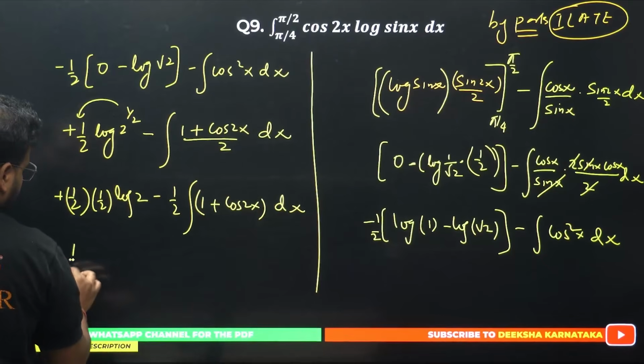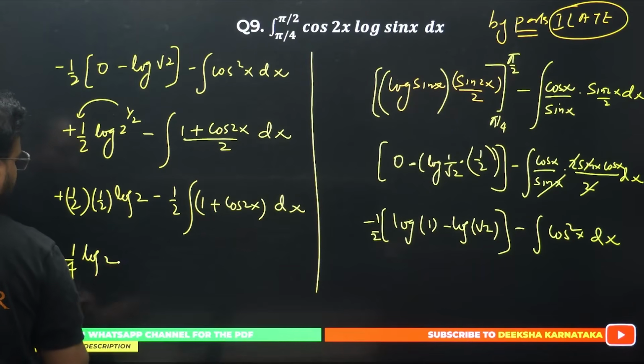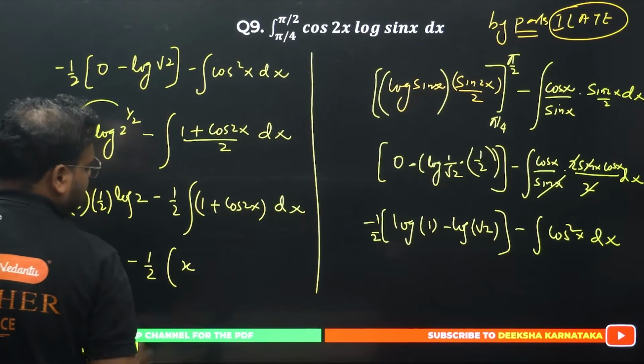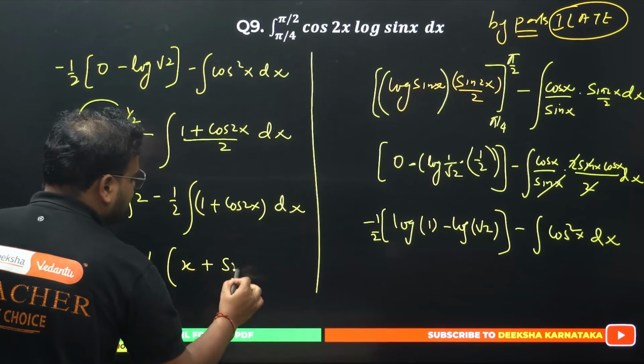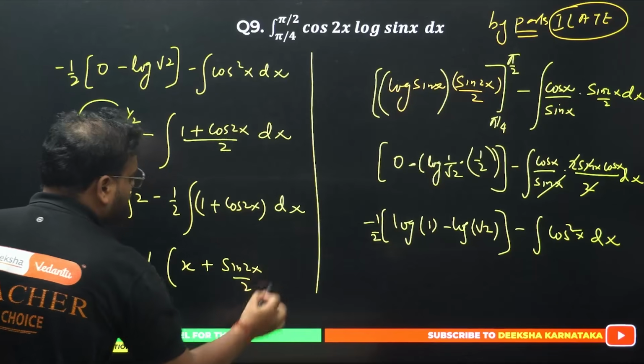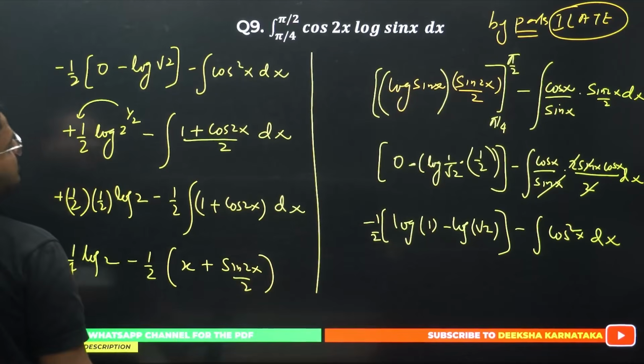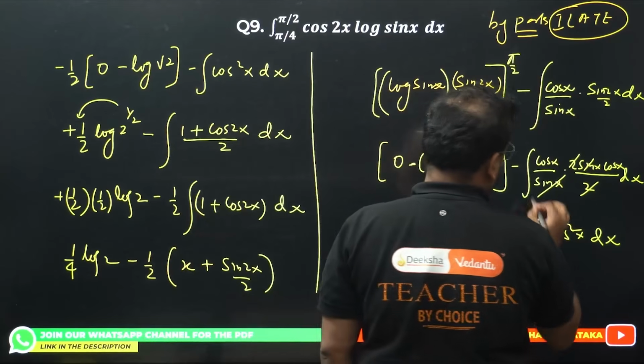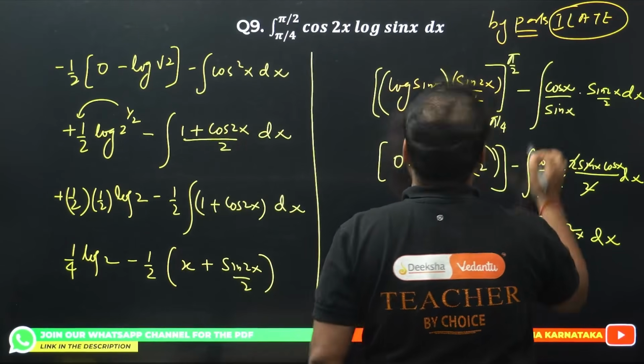Over here we have 1 by 4 log 2 minus 1 by 2. I get x here, and for this I'll have plus sin 2x by 2. Okay, I forgot the limit, right? The limit was there everywhere. I forgot to write it.